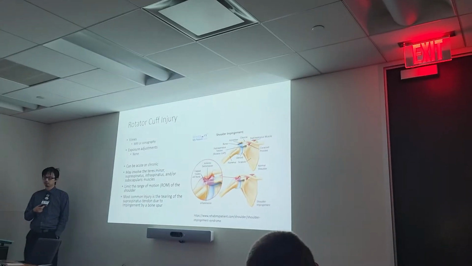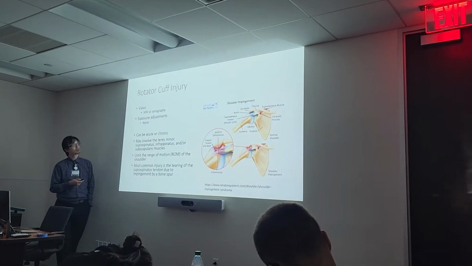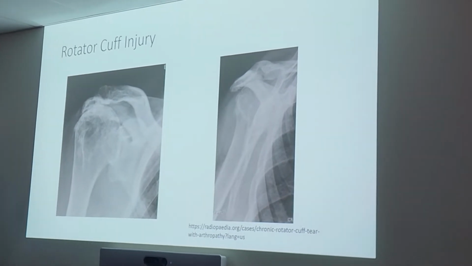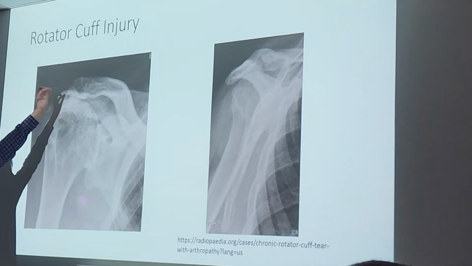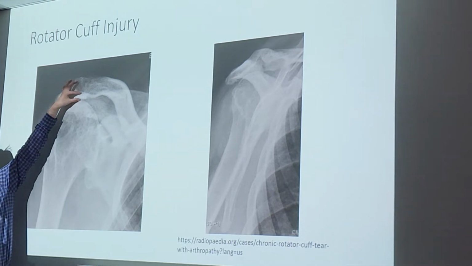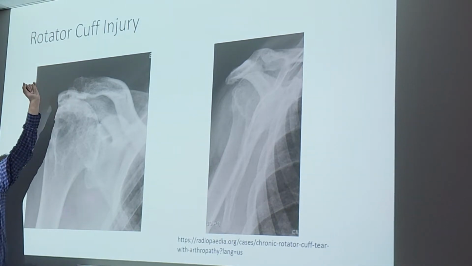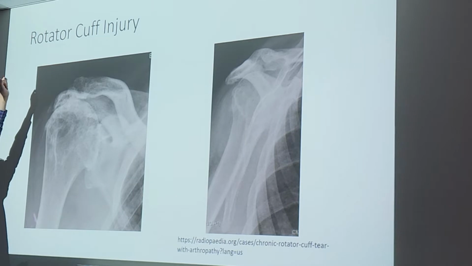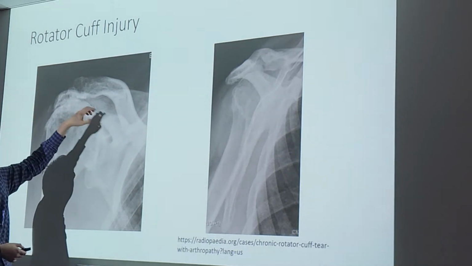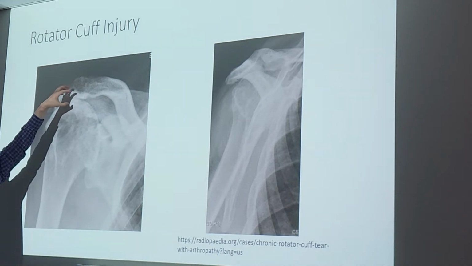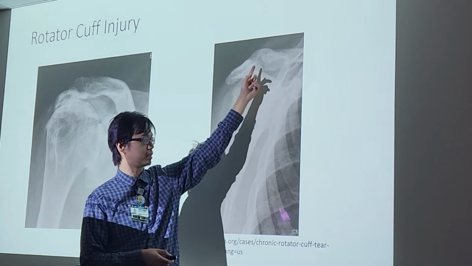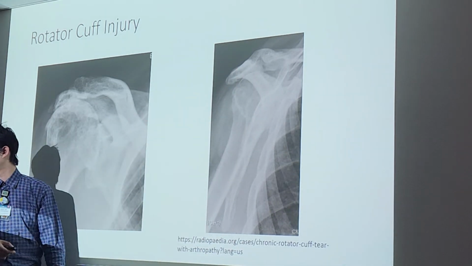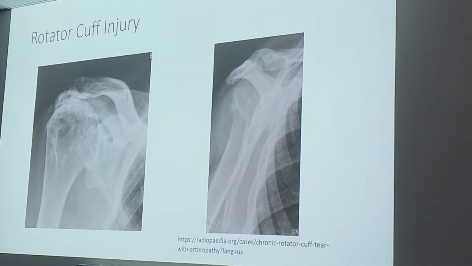Tendons impinge the muscles, impinge the nerves. So if you take a look here, notice how the space here is much narrower than normal. Once you take a look at a few more pictures, you'll see that this space is much narrower than normal.